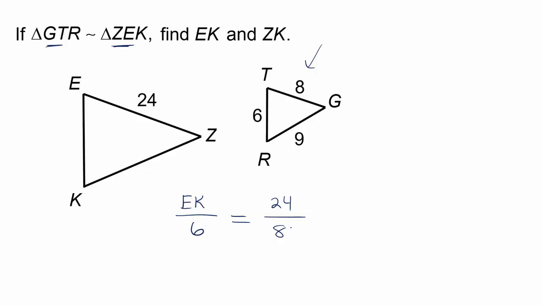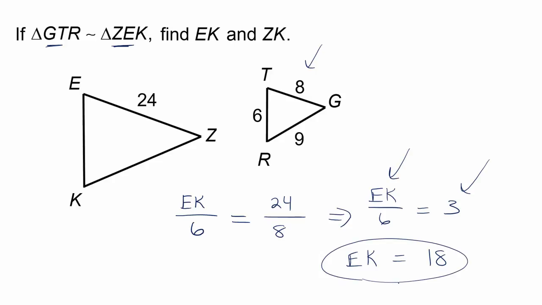24 over 8, or 24 divided by 8, is equal to 3. So this implies that EK over 6 must equal 3. If we multiply both sides of this equation by 6, we see that EK equals 3 times 6, or 18. In other words, what divided by 6 gives us 3? That tells us EK must equal 18 units.